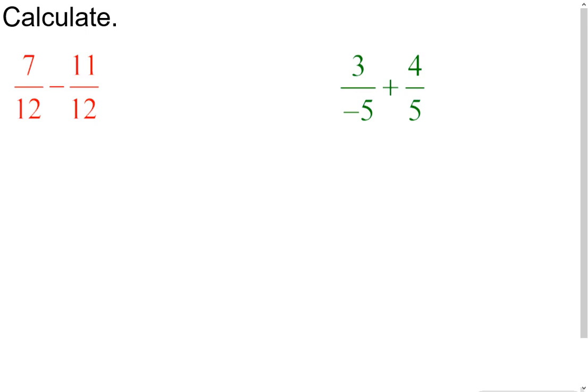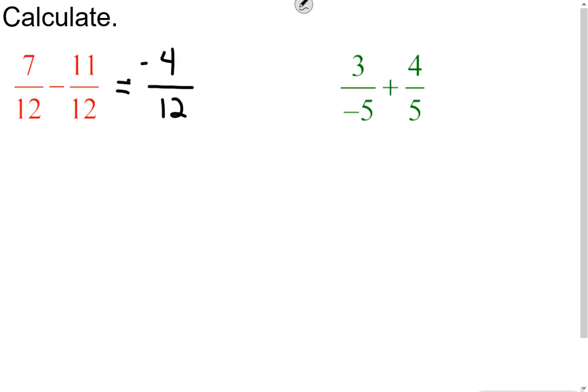Well, you know and I know that when you add or subtract fractions, you have to have a common denominator. Luckily for us, in this first one, we do have a common denominator, which is 12, which is also going to tell us that our answer is also going to have a denominator of 12. And now we just get to subtract those numerators. 7 minus 11 is -4.